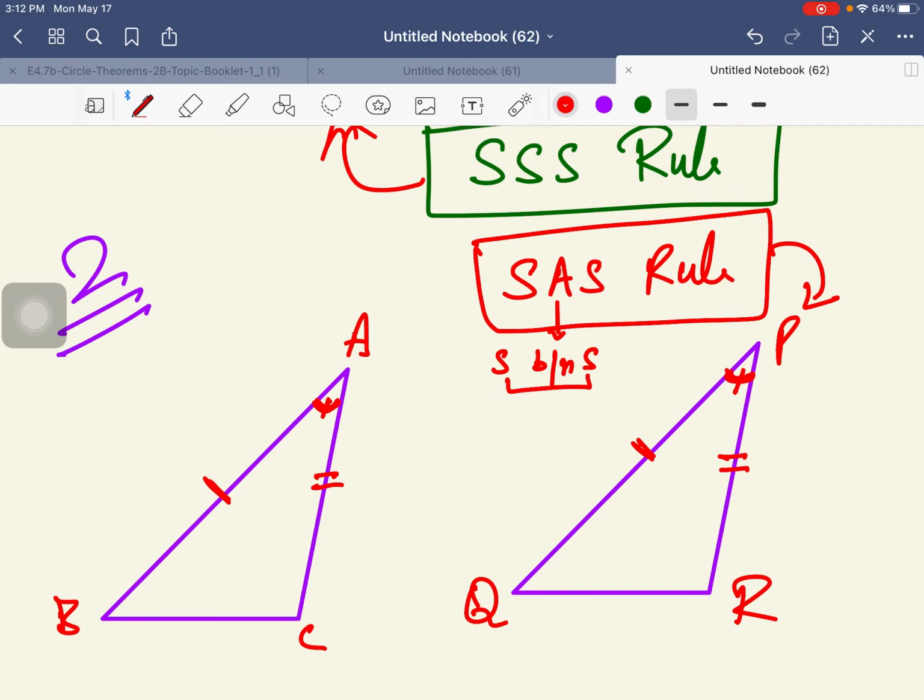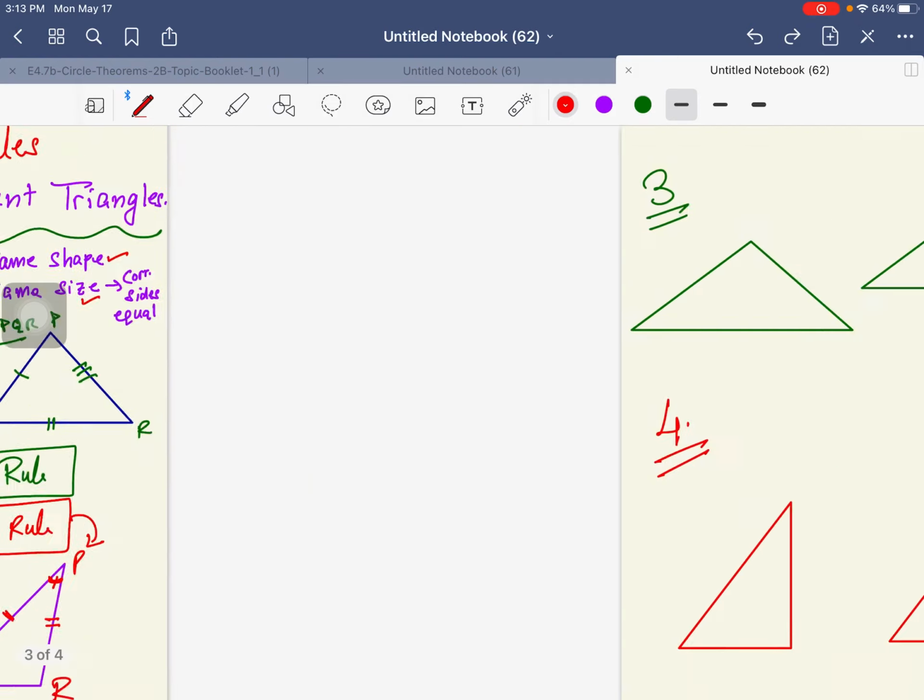If we try to prove ABC is equal to PQR using an angle that is not included between the equal sides, then we can't apply this rule. So it is very important to understand: if two sides are equal, we should take the inclusive angle between the two equal sides. So these triangles are again congruent. These triangles are congruent by SAS criterion or rule.